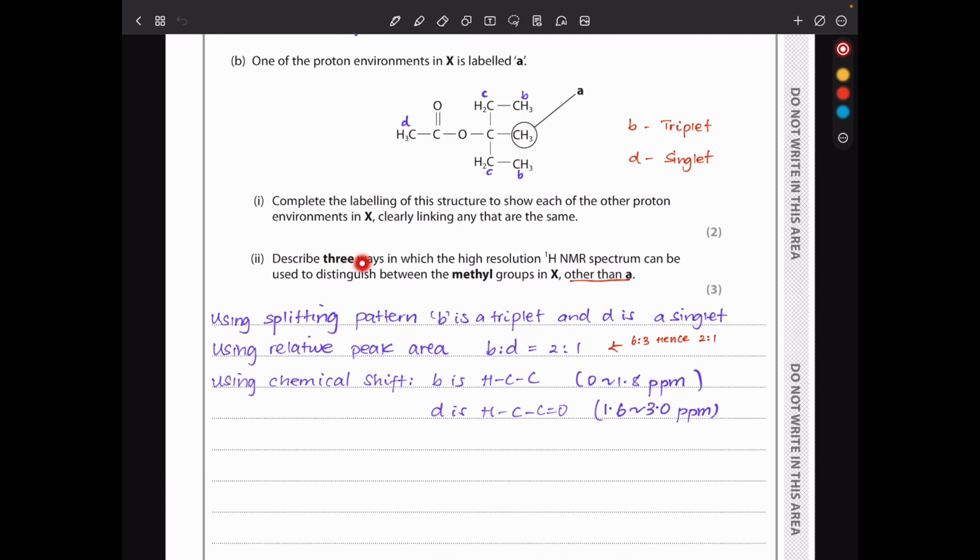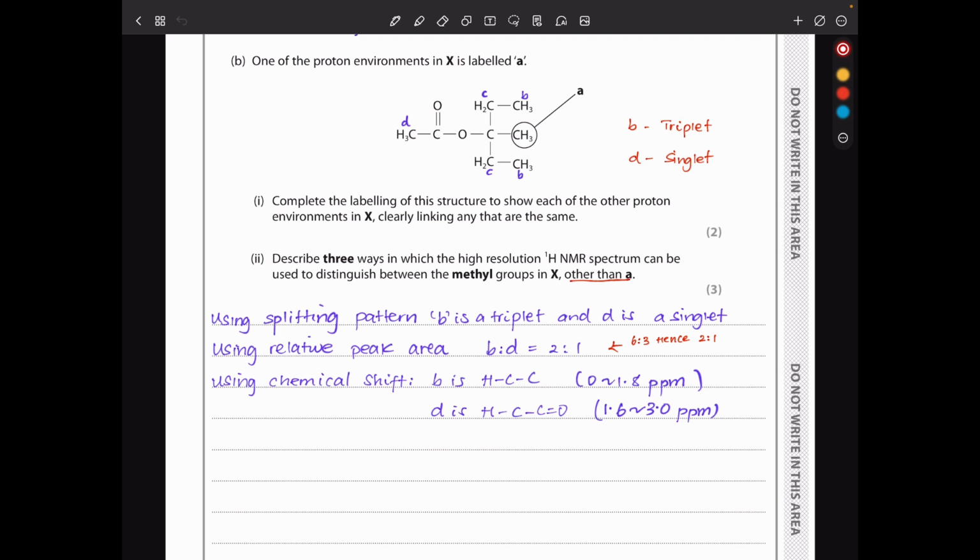And then next they say describe 3 ways in which the high resolution hydrogen NMR spectrum can be used to distinguish between the methyl groups in X other than A. So other than this, the other methyl groups are that, which is environment B, as well as environment D. We can use the splitting pattern, and as we can see, this one here is going to be split into a triplet since there are 2 hydrogens on the neighboring carbon. So using the n+1 rule, 2 + 1 gives us 3, so it's a triplet.